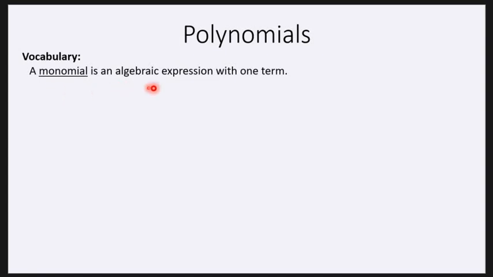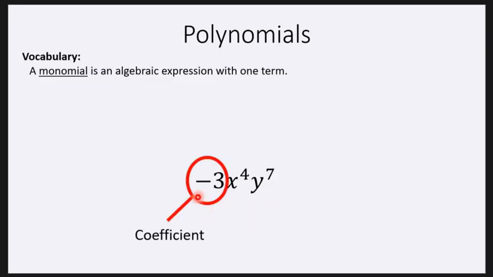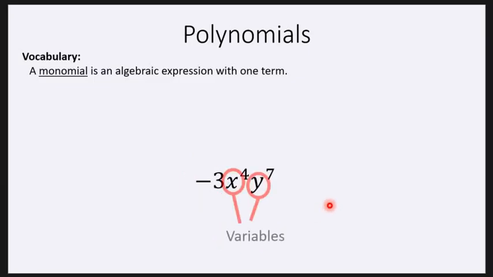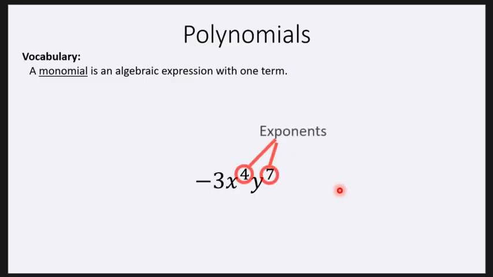A monomial is an algebraic expression with one term. Here's what a term looks like. A term is a product consisting of numerical and variable factors. The numerical factor, or the number that's being multiplied, is called the coefficient. And then you'll see variables, maybe one, maybe more than one, and those variables are being multiplied and raised to powers. Those powers are called exponents.